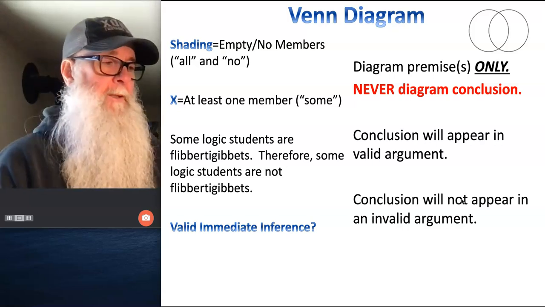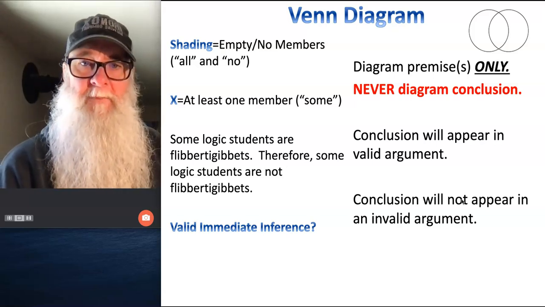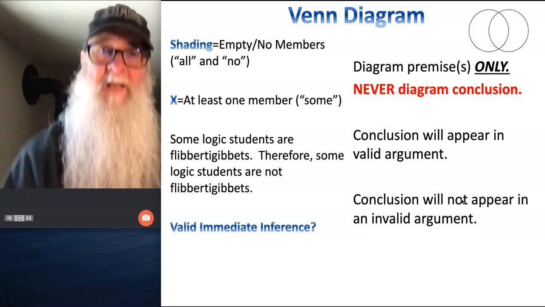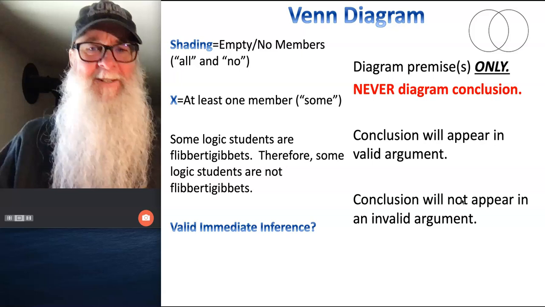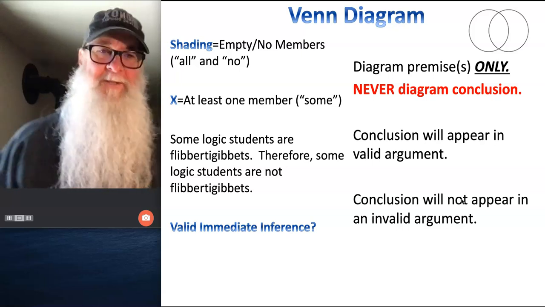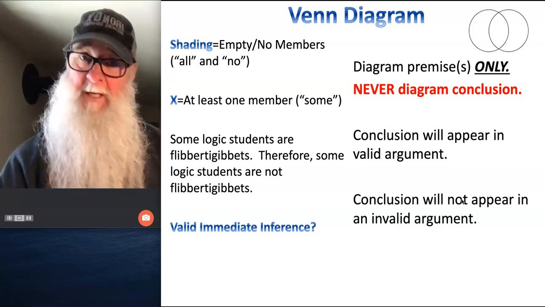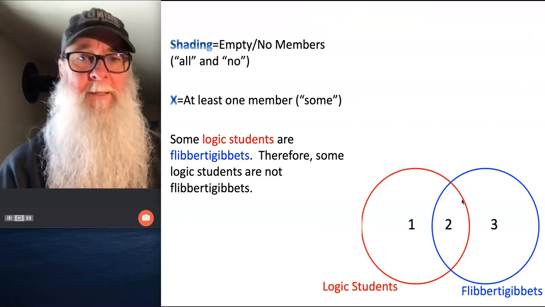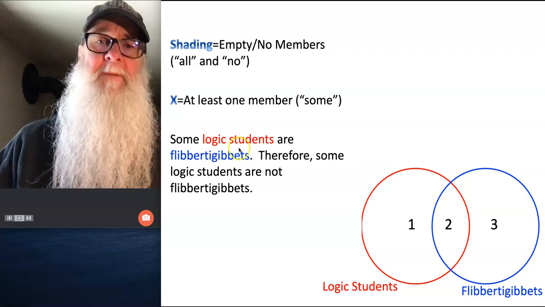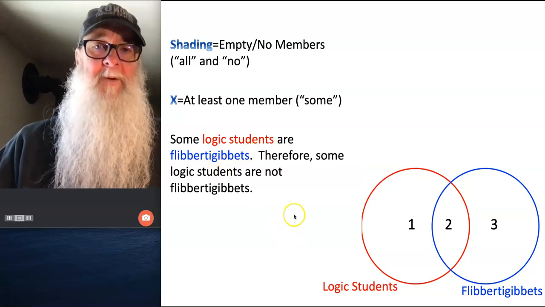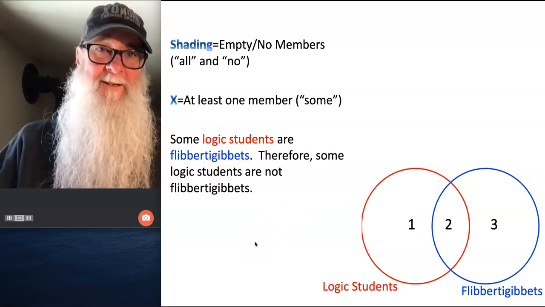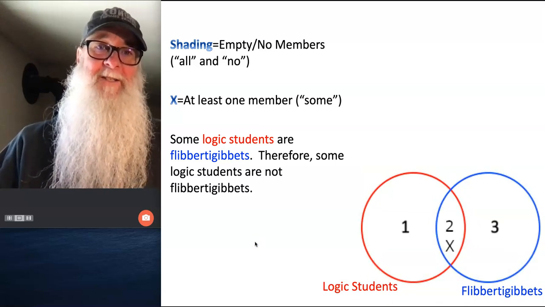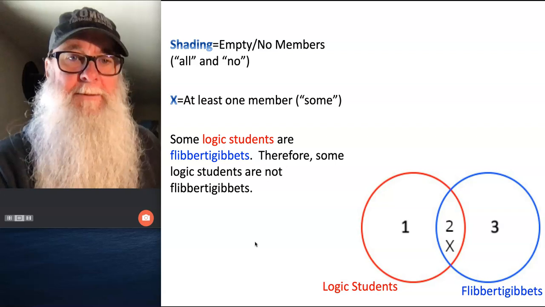Now let's take a look at this argument. Some logic students are flibbertigibbets. What? Therefore, some logic students are not flibbertigibbets. Why did I choose that word? That's goofy. Okay, so again, we're going to create a Venn diagram. Premise only, never the conclusion. Okay, so if we want to mark the premise statement, some logic students are flibbertigibbets, we've got to put an X somewhere. Same place we put it in the last Venn diagram, right? Area 2.